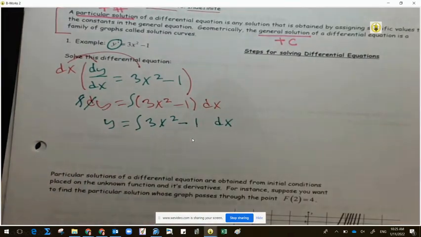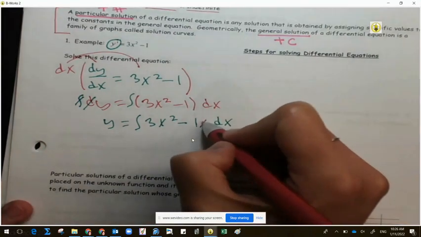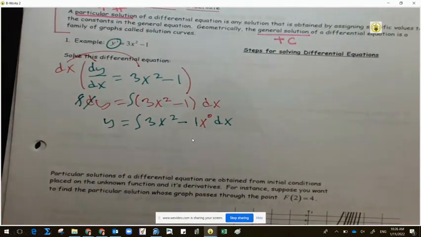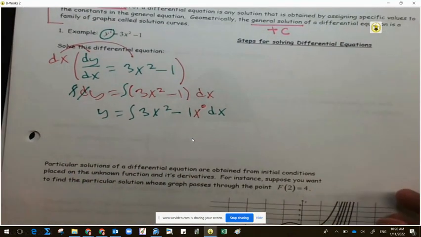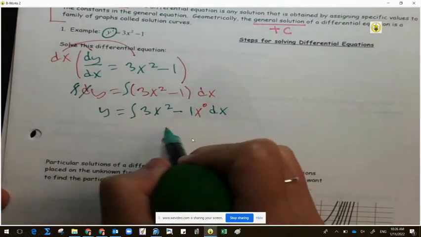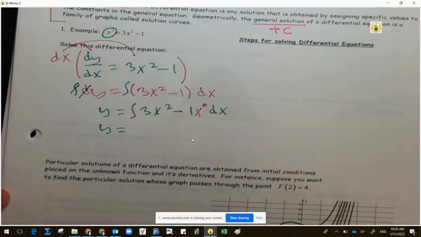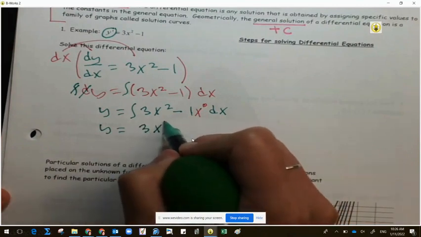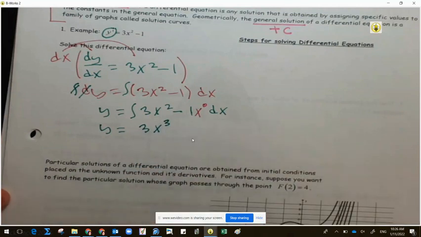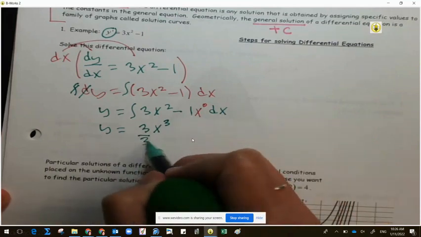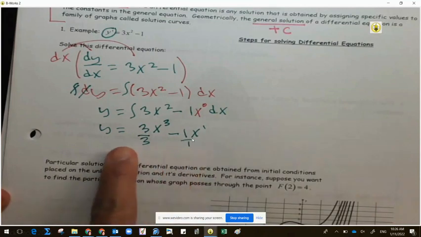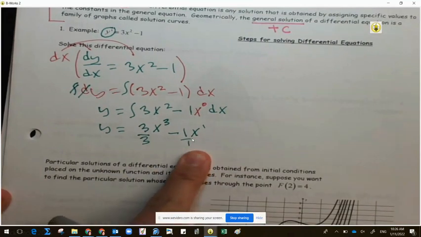Just to help us, what can I write with the x for the 1? Power 0, if that helps you. And if you're like, you know what, that doesn't really help me, then you don't need it. So here we go. We have y is equal to, so our rule is, you keep the coefficient, the power becomes 1 more, right? Over 3 minus 1, x to the 1 over 1. At some point, dividing by that new power should be very natural for you.